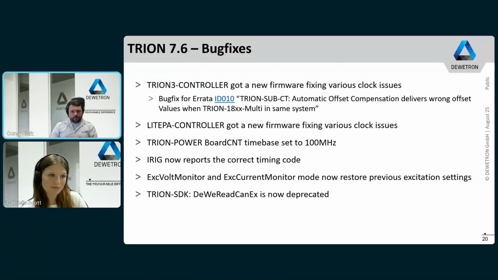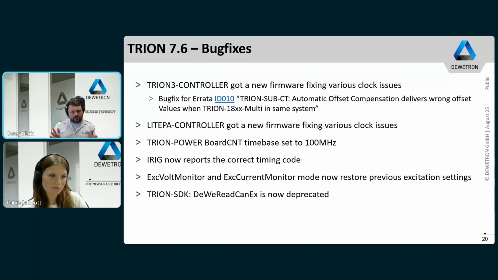Now some TRION bug fixes. We were made aware of a slight issue with some timing from firmware, and this bug has been fixed. And then we had a small clock issue with the light PA controller that had a firmware fix implemented that corrected this. On our TRION power board, the counter time base has been adjusted and set to 100 megahertz. This has been a trend now. Our boards have all been getting this treatment to improve the time base of the counter.